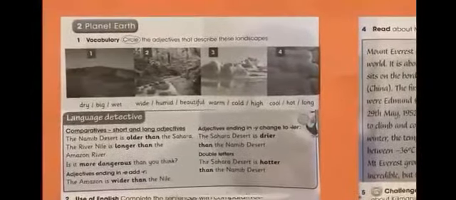Okay, so this is the activity book. This is lesson 2 in your activity book, which is Planet Earth. There are different exercises given over here that you have to solve. It's all related to the things given in unit 3 lesson 2 in the learner's book. So let's have a look at what's written over here.